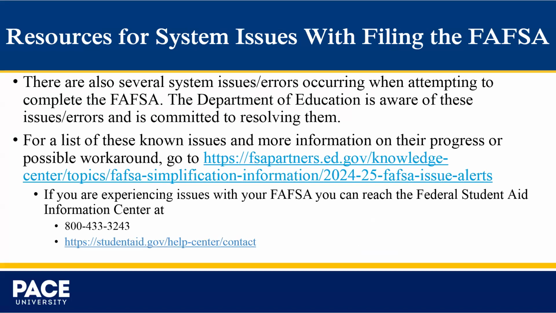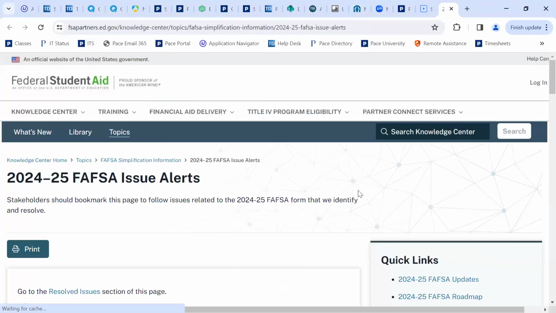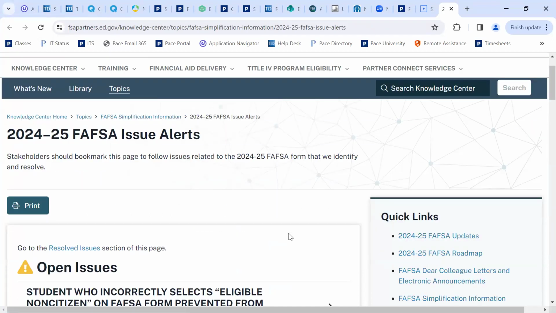The questions we went over today were questions that you as the student have control over and how you answer them to prevent issues and delays in processing your FAFSA. We're also aware there are system issues that are out of your control. This is the link to a website that includes a full listing of known issues students and their parents are experiencing. When you go to this website, here's what you'll see. There is a list of open issues. Some of them may even include a workaround.